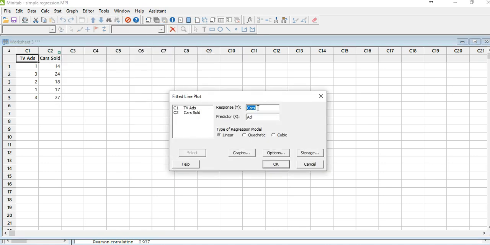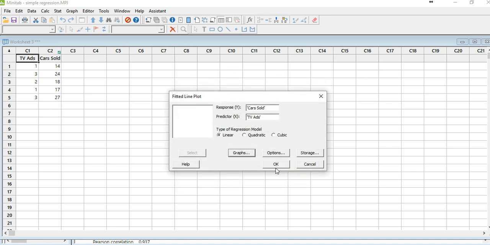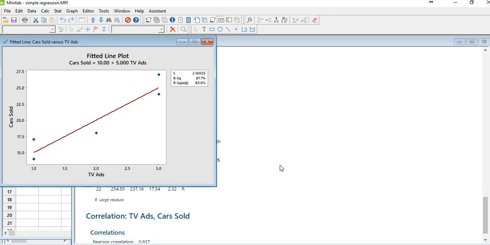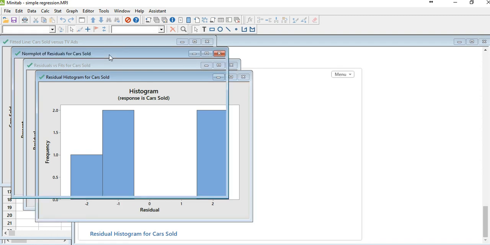Okay, and for the response variable you enter cars sold. And for the predictor variable, you enter TV ads. Okay, and you also can choose different graphs. You can choose histogram, normal plot, residual versus fit. Okay, and OK. So it will give you a number of different graphs.